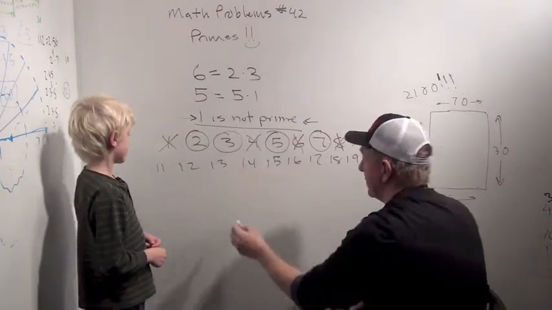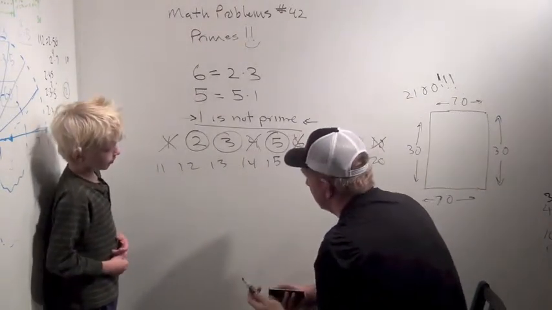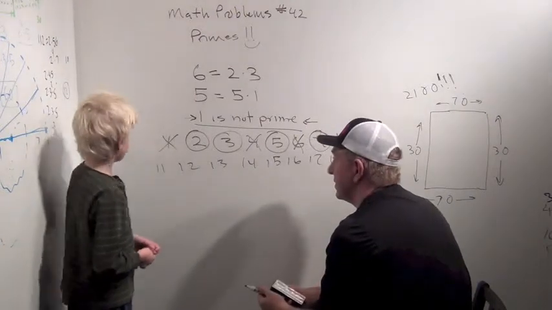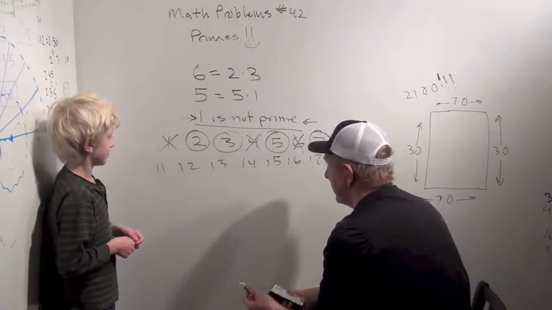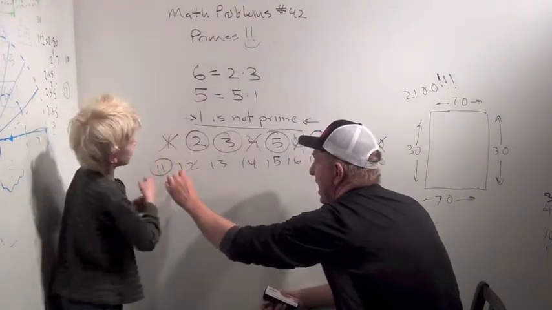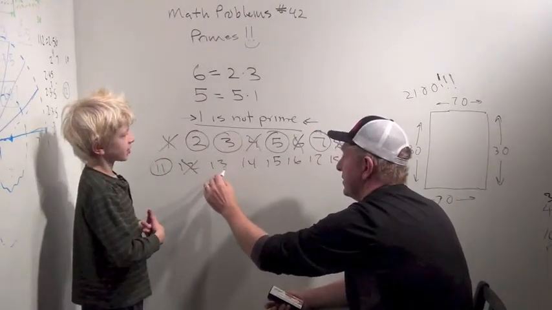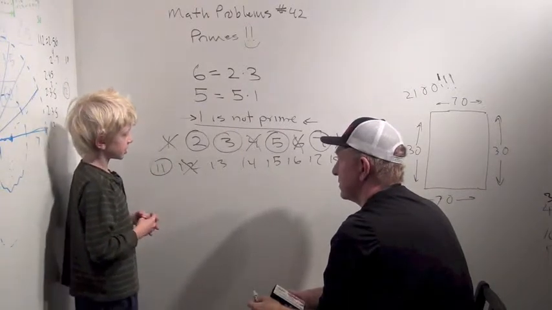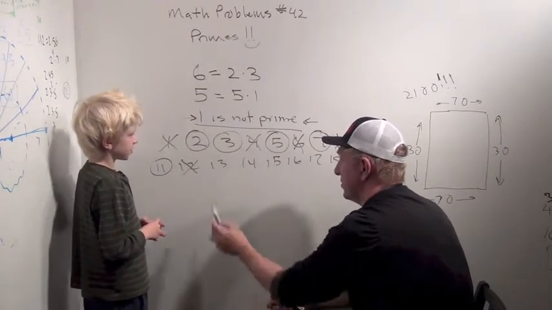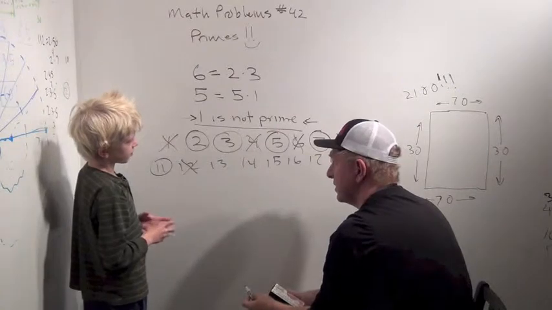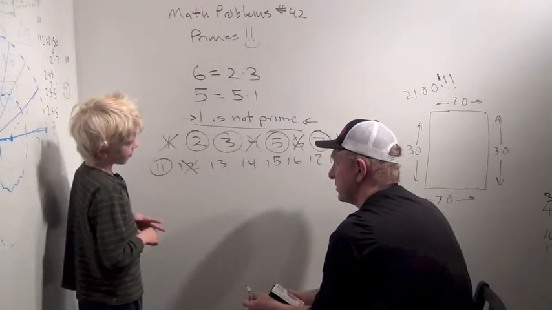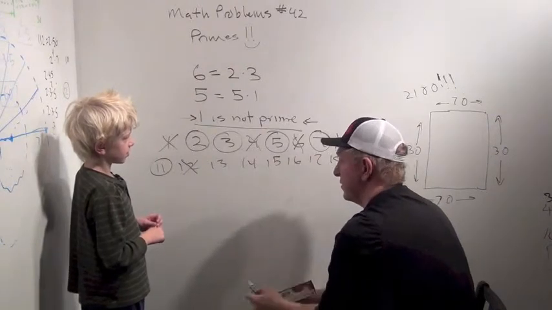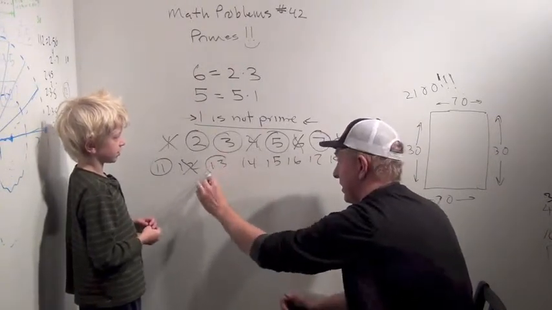What about 11? I think it's prime. It is prime. No number goes into it. 12 is 2 times 6. 13? Well, let's check. It's not 2 times anything. Is it 3 times anything? No, it's not. It's not 5 times anything. It's not 7 times anything. So it is prime. How about that?